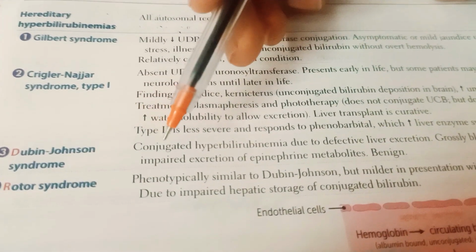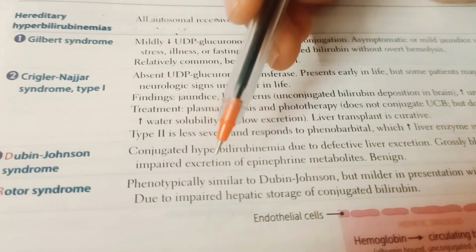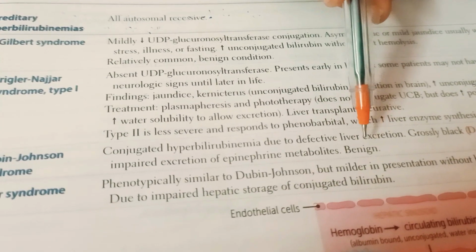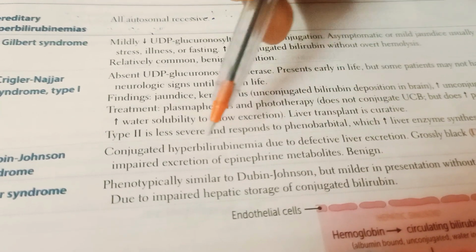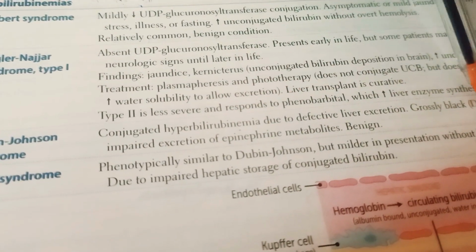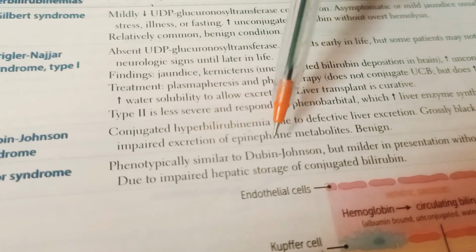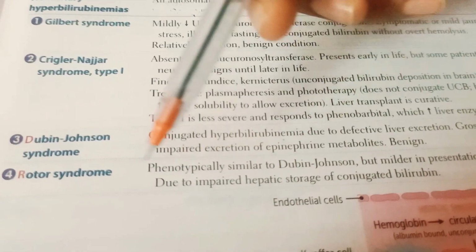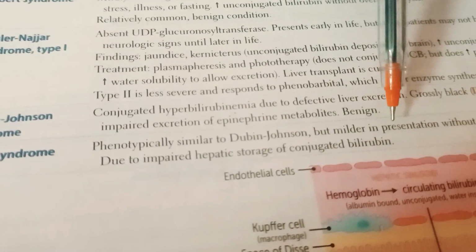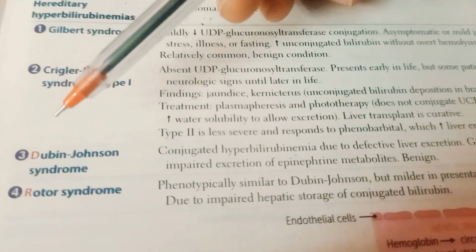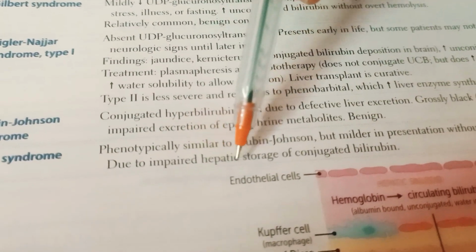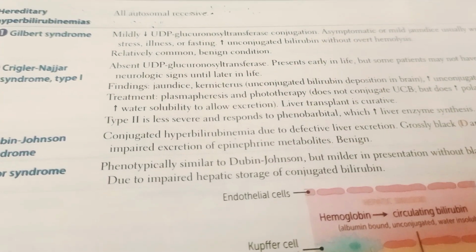Next, Dubin-Johnson syndrome. Here, conjugated hyperbilirubinemia is mainly due to defective liver excretion. The liver is not able to excrete, so there will be increased conjugated hyperbilirubinemia. It causes a dark liver due to impaired excretion of epinephrine metabolites. Next, coming to Rotor syndrome, it is phenotypically similar to Dubin-Johnson but milder, without a black liver. So in Dubin-Johnson, dark liver; in Rotor syndrome, no dark liver. It is due to impaired hepatic storage of conjugated bilirubin.